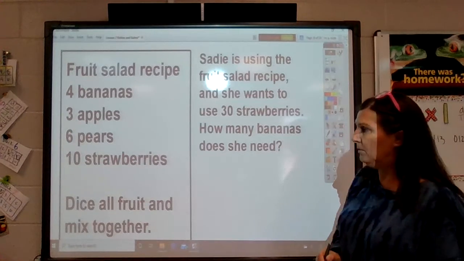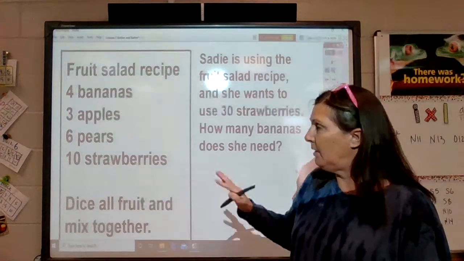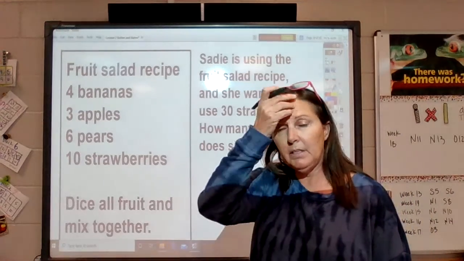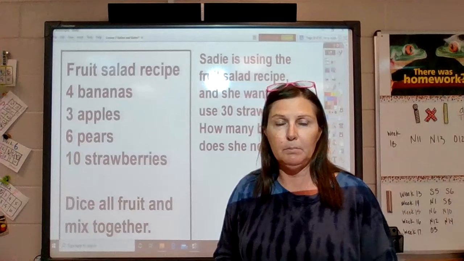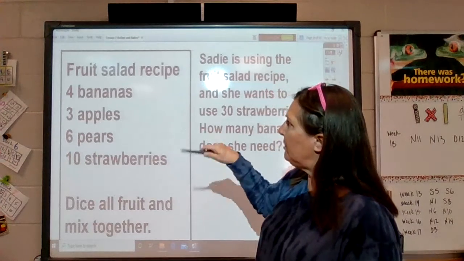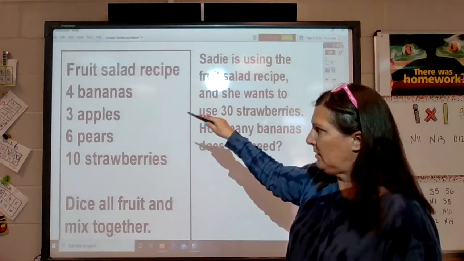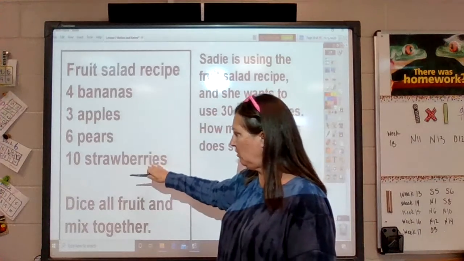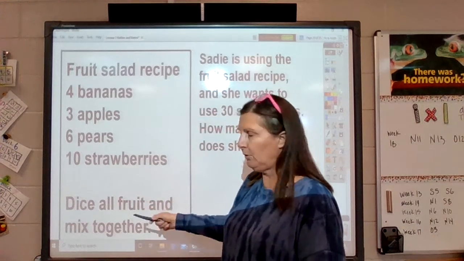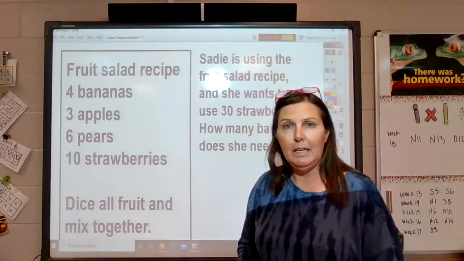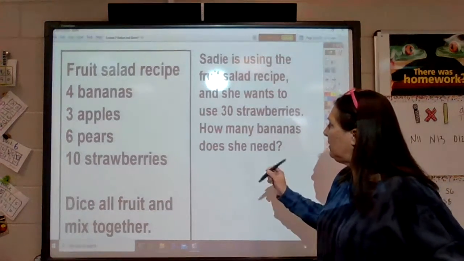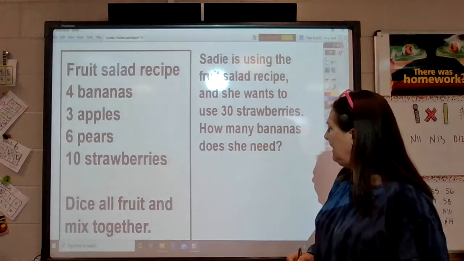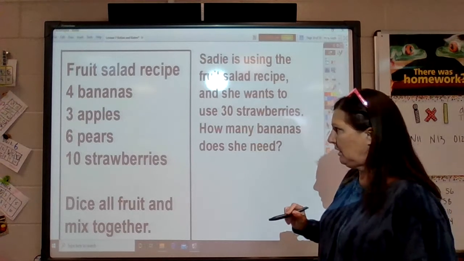All right, so we have a recipe. Anytime you see a recipe, it's almost always going to be a proportion, a ratio problem. So we've got a recipe for fruit salad. You have 4 bananas, 3 apples, 6 pears, and 10 strawberries. Dice up the fruit and mix together. And then our question says, Sadie is using the fruit salad recipe and she wants to use 30 strawberries. How many bananas does she need?